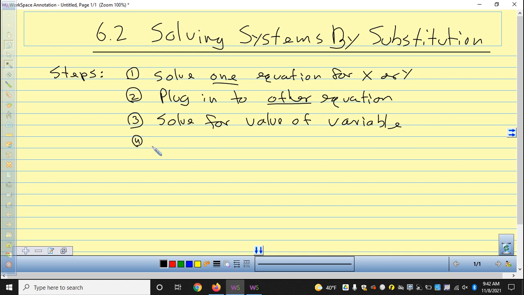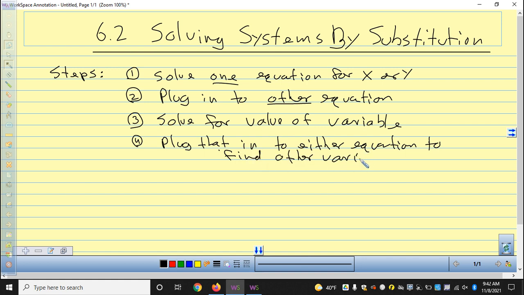And then once we do that, we can plug that in to either equation to find the other variable. And to solve by substitution, we always follow these steps. And we call it substitution because plugging in is another word for substitution.